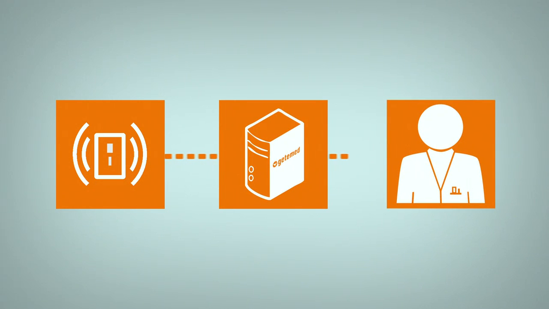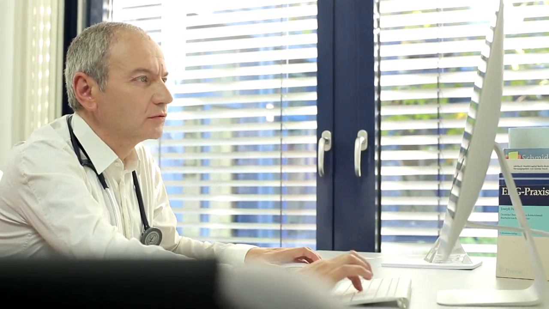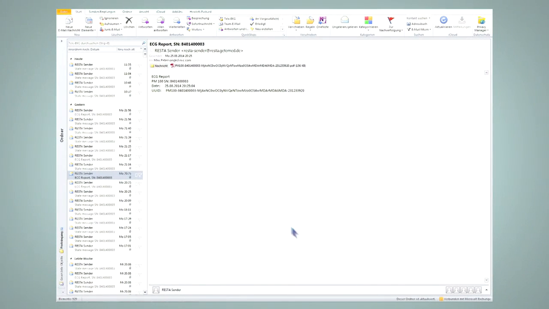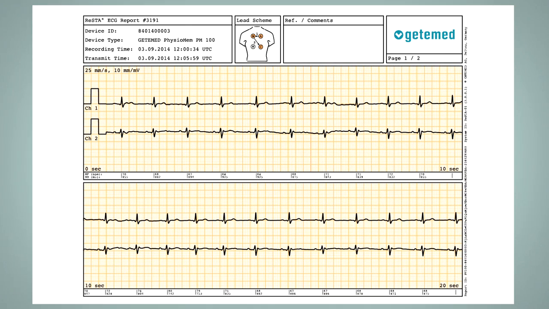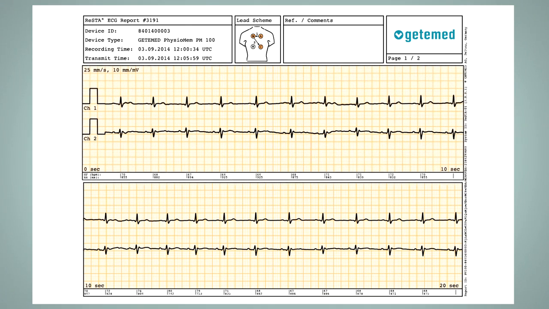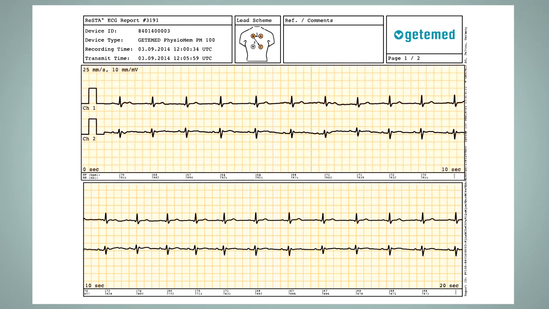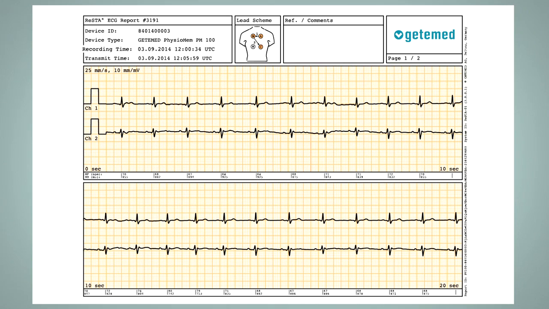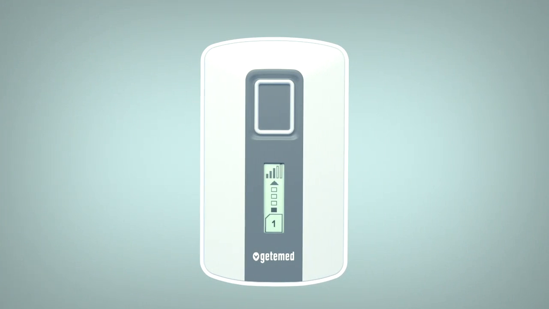The physician receives the ECG report as a PDF file per email and can create a hard copy or store it directly in the patient's electronic file. The 2-lead ECG strip is displayed on the report with a speed of 25 mm per second and an amplitude of 10 mm per millivolt. In addition, the time and date of both the recording and the transmission are shown. The physician also has the possibility to add patient demographics or other information to the PDF report.